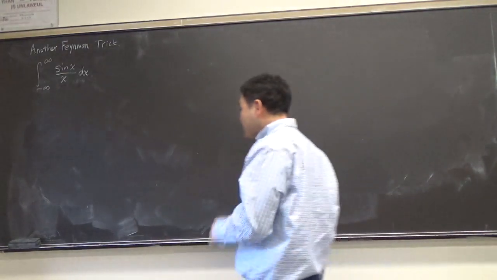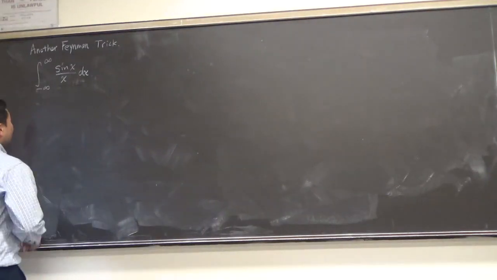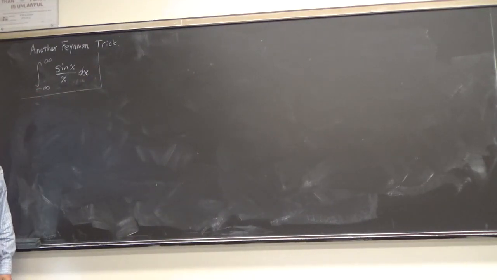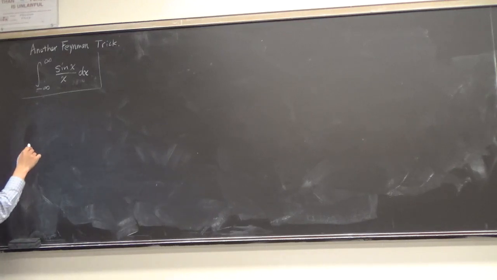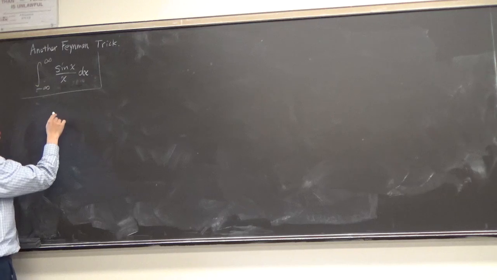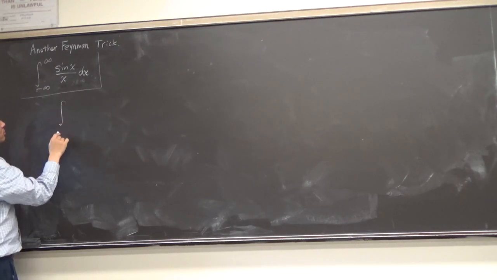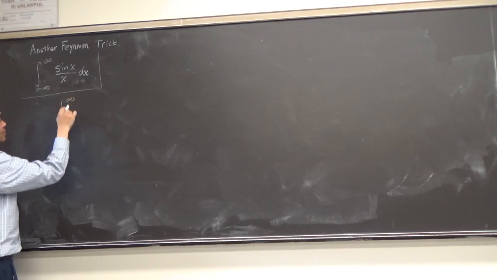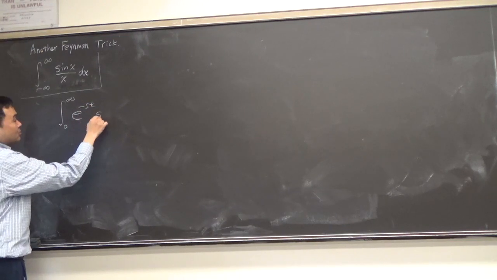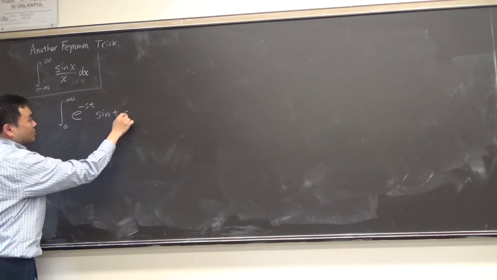Well, first, and actually this is a quite hard question, so we have to do multiple steps. The first thing that we have to compute is the integral from 0 to infinity of e to the negative st times sine of t dt.